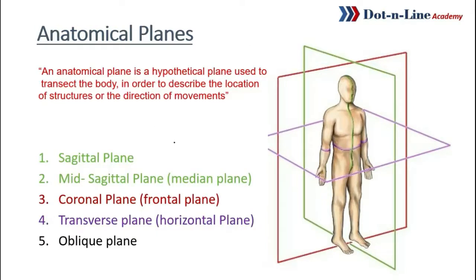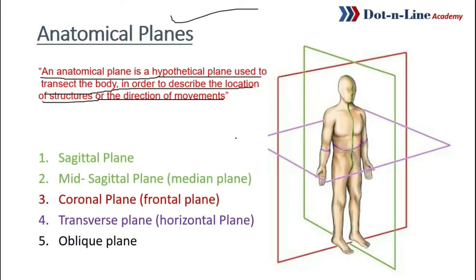So now coming to another topic, the anatomical planes. This is also important. We should know what the anatomical planes are and why they are important. An anatomical plane is a hypothetical plane used to transect the body in order to describe the location of any structure or the direction of movement. It is a hypothetical line through which we cut, why? To describe the location of any structure, we dissect through a plane, and we give the direction of that movement.